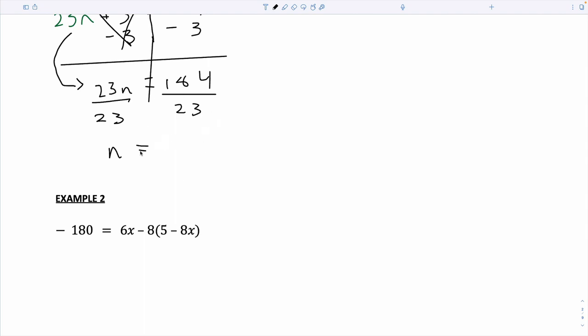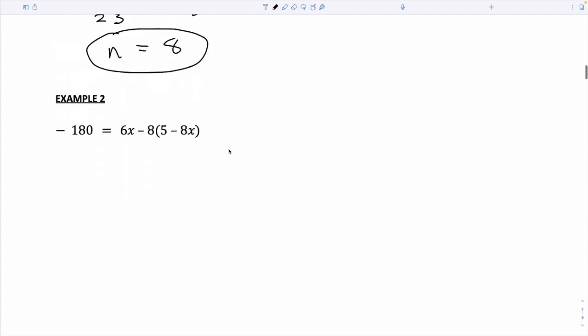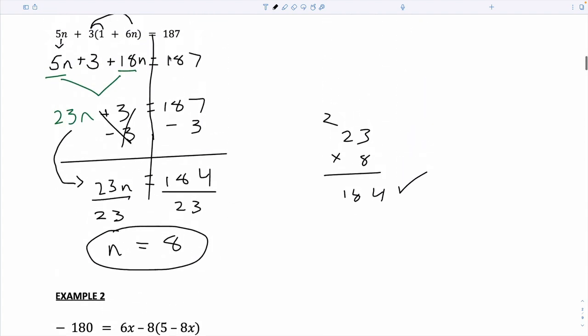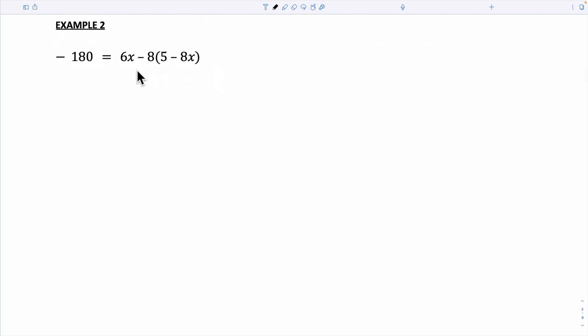Daniel, what's your answer? 8 times 23 is 184. Anyone disagree with that? Who maybe jumped ahead? I'm going to check in my calculator, and that one will work. Cool. Example 2. This time, the mess is not on the left, the mess is on the right. Either way, you're going to clean it up.